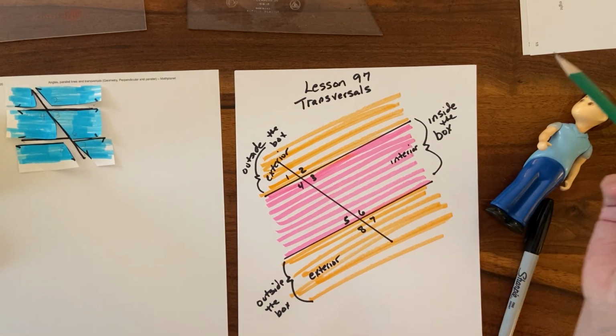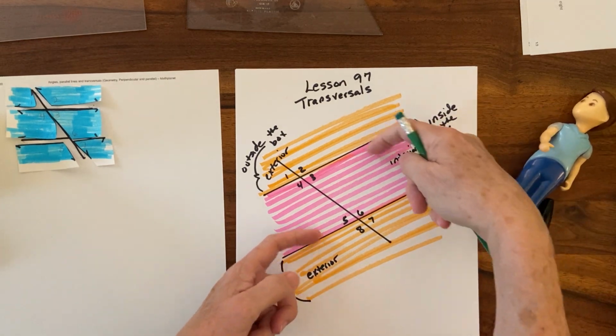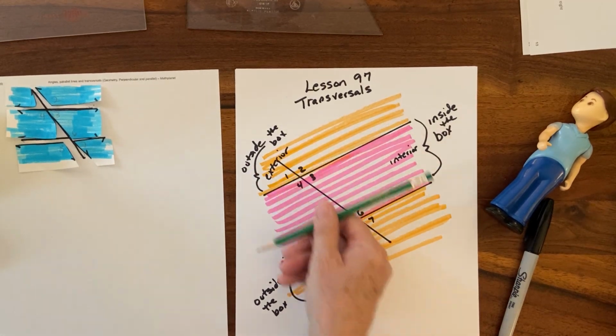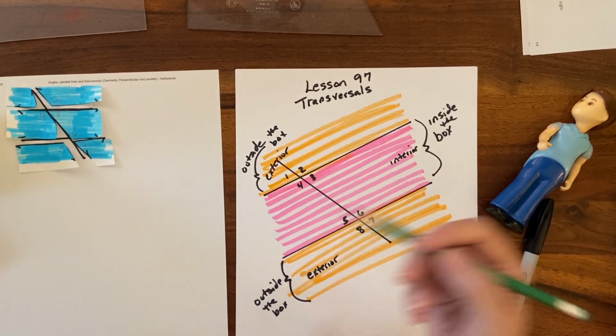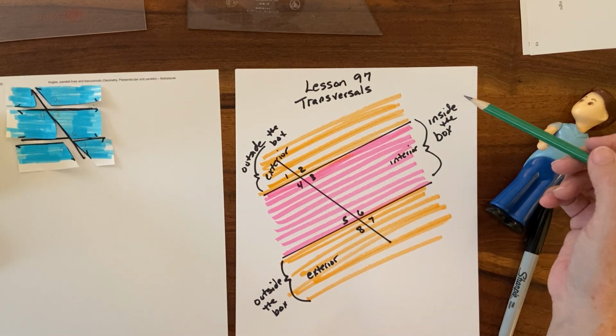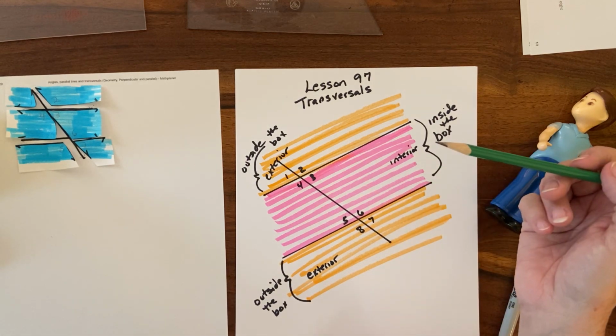Remember I said definitions? So the interior angles are the ones inside this box. So you think of your line here and your bottom line and your top line. In between that is, think of it as the box. That's the interior. So the interior angles are 3 and 4, 5 and 6, right?